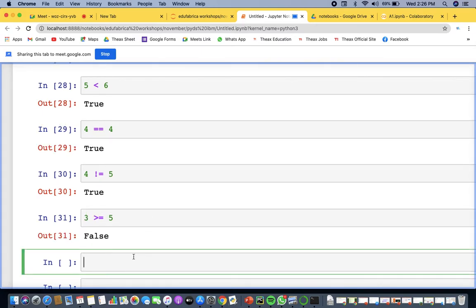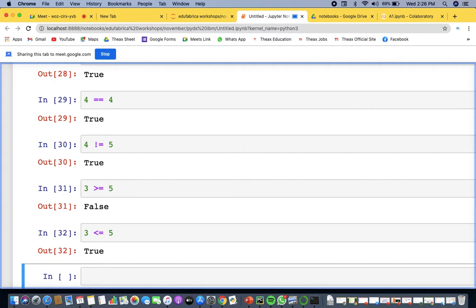If both conditions are false, you're going to get the result as false. Now what if I make it 3 <= 5? I see a true result. Even if there is one true result, you will be getting the result as true. But if you have no true results, obviously you are going to get false. Clear to everyone?